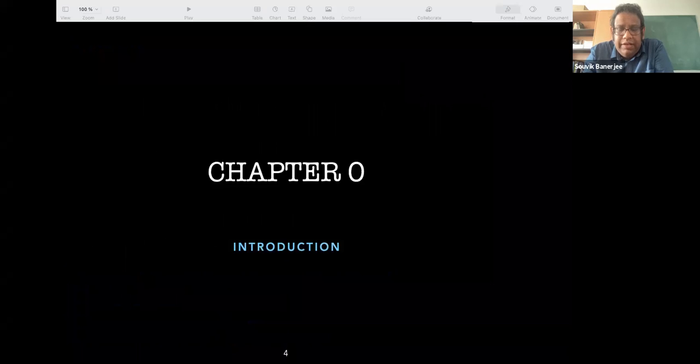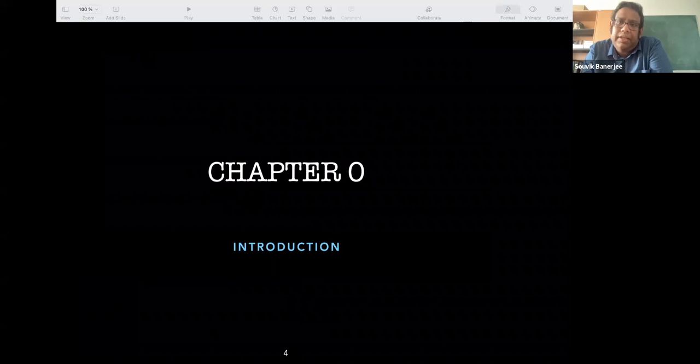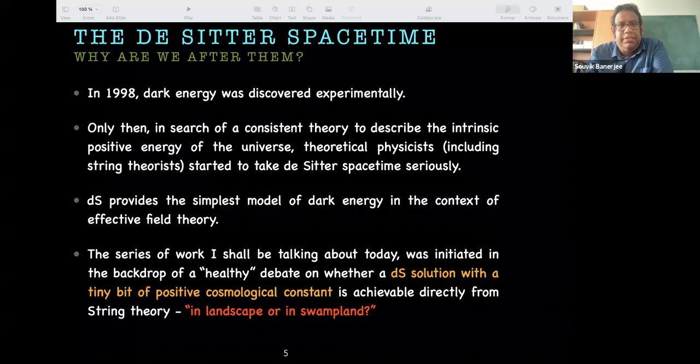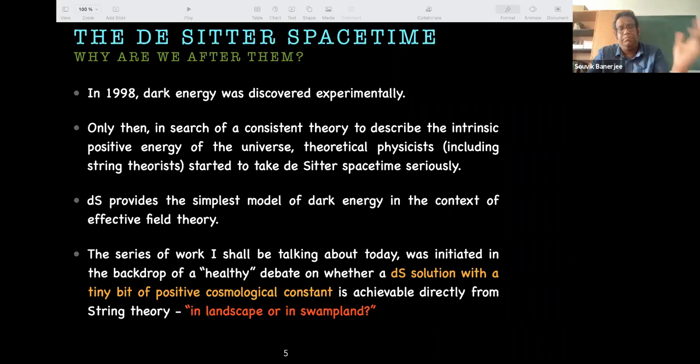Okay, so let me start with the introduction. I think most of you are doing PhDs in string theory or quantum field theory or AdS/CFT, but let me still start with a basic introduction. The effort to understand de Sitter spacetime started in 1998 when dark energy was discovered experimentally. It was only then that the search for a consistent theory to describe this positive energy, an intrinsic positive energy of the universe, started.